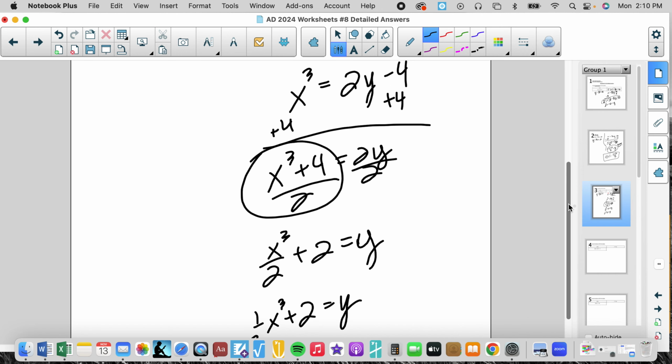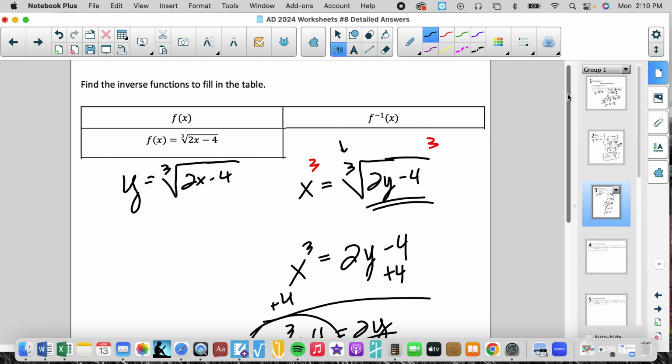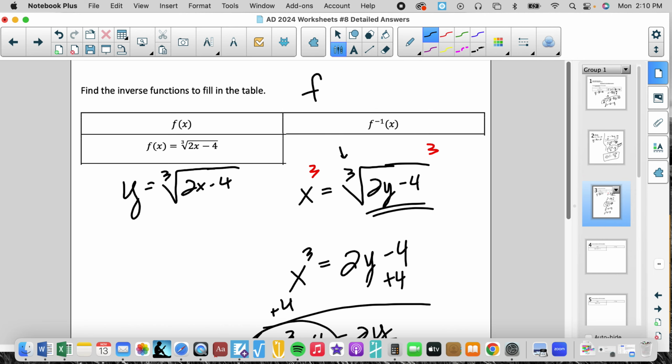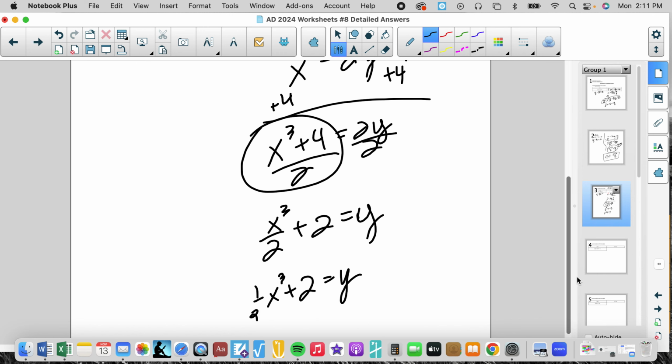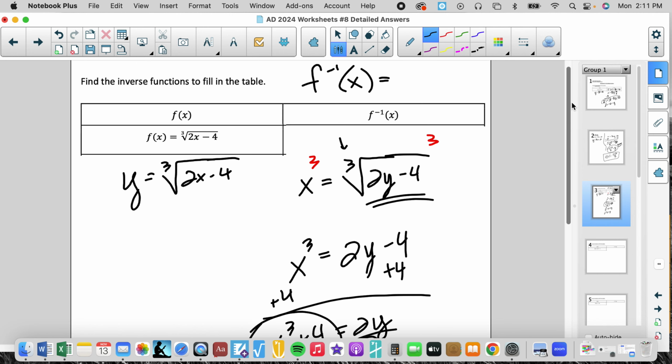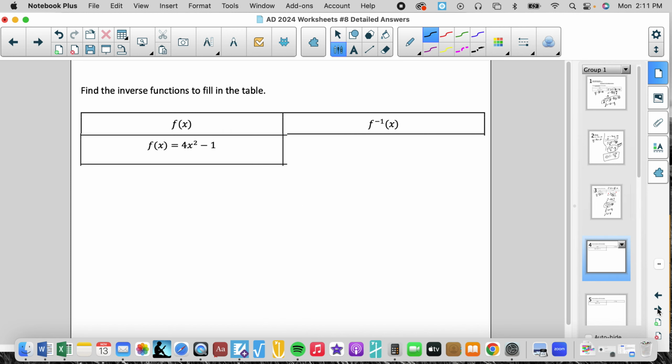So I'm going to write f of negative 1. F inverse of x is going to be, which one am I going to use? I think x to the third over 2 plus 2. Yeah, I like that one.